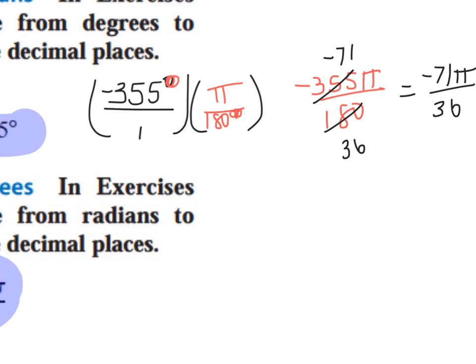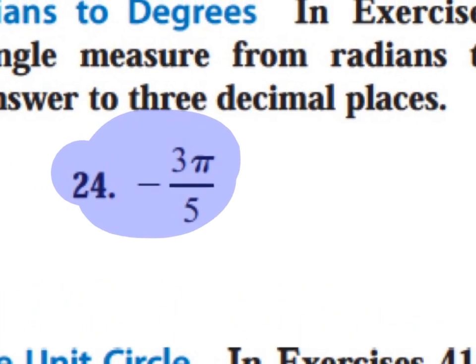Super easy. So here, I'm starting off in what? Radians. So I want to go to degrees. That means what needs to cancel out? The pi. So it's 180 over pi. The pi will cancel out.